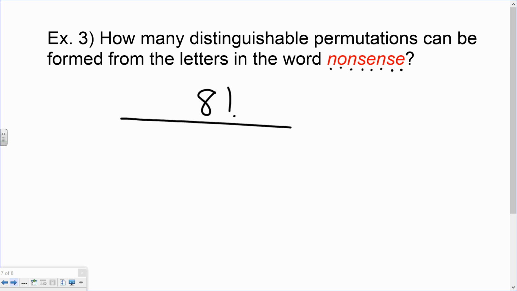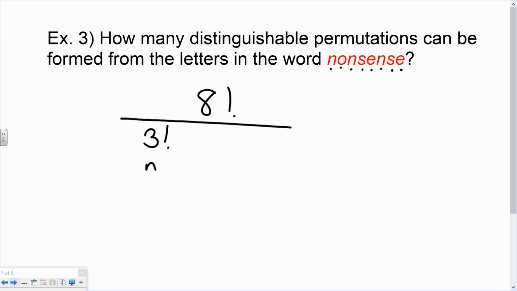Okay, I want distinguishable. So are there any letters that I can't tell apart? Are there any letters in that that look the same as each other? Chloe? Okay, so there are 3 n's. So what do I do about the 3? I divide by 3 factorial.